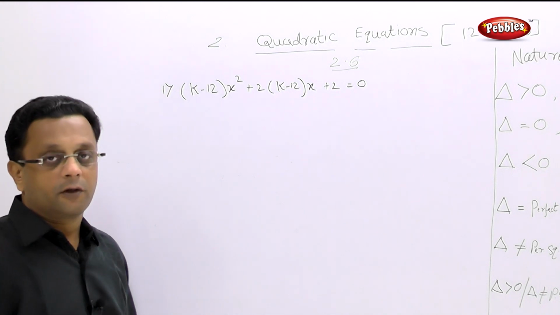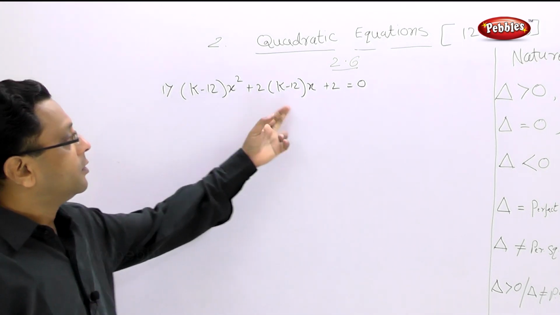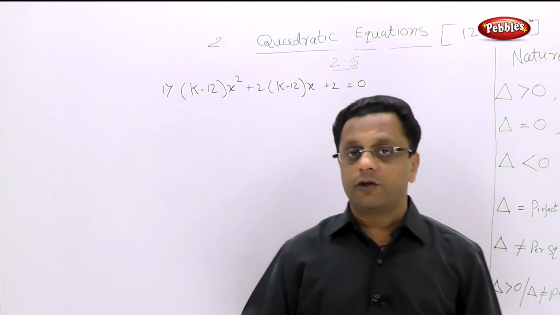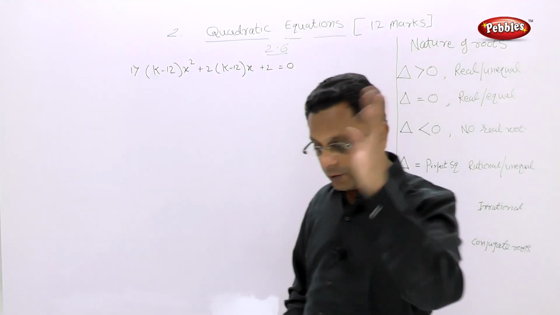Try to solve by yourself. Pause the video, try to solve by yourself, because you know this is A, this is B, this is C. Find the value of discriminant, equate to 0, and find the nature of roots. Pause the video and do it.